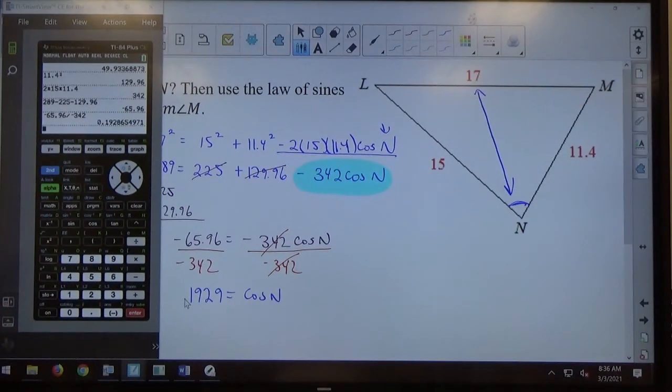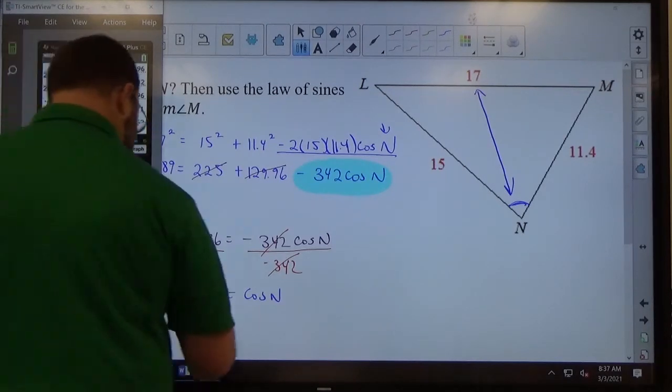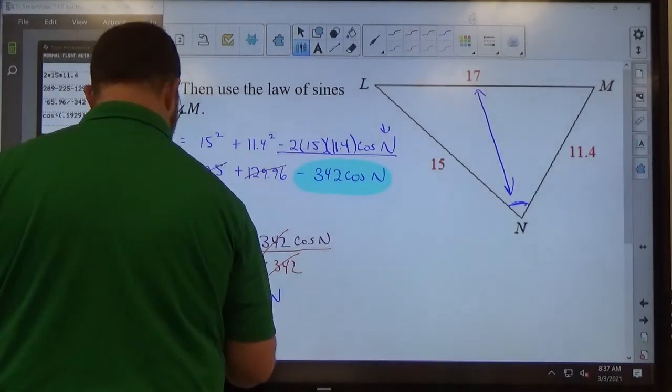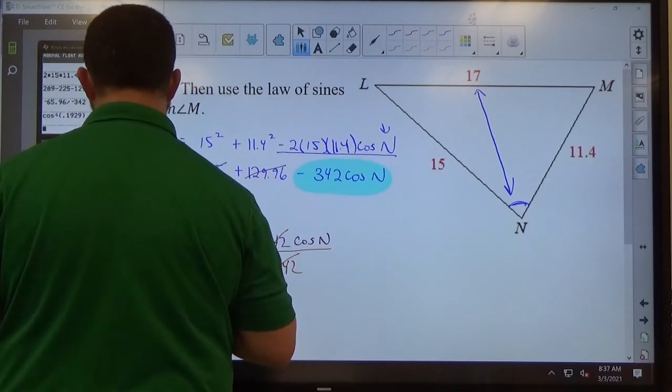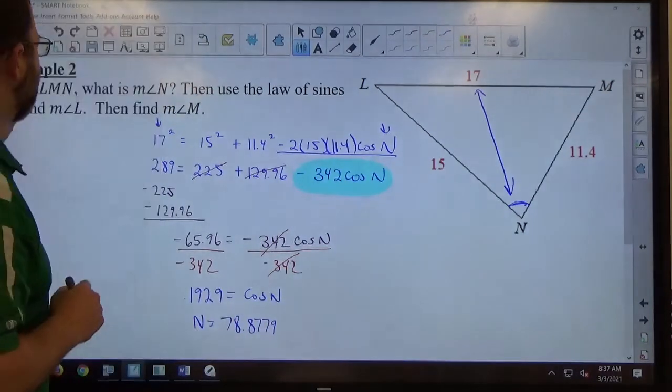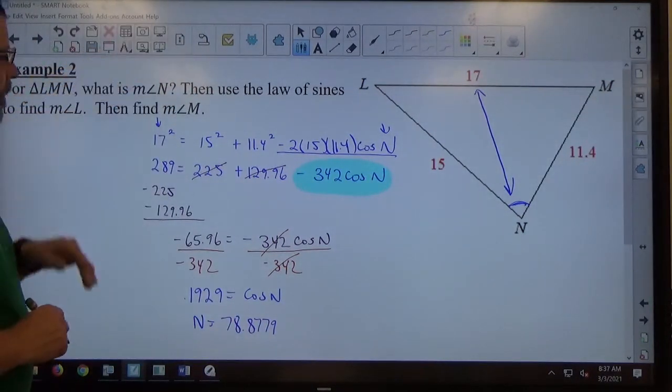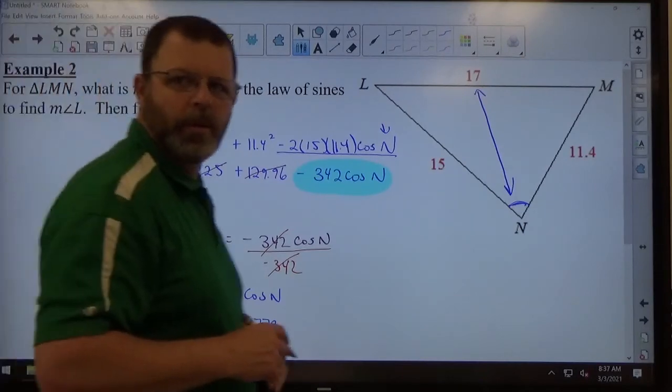So to find n, just like before, when it said sine equals number, I would hit inverse sine. Now it says cosine equals number, so I'm going to do inverse cosine. So inverse cosine of 0.1929 gets me that n is equal to 78.8779. It doesn't specify any rounding on this. Let's say nearest tenth on this also, as the last one was nearest tenth.